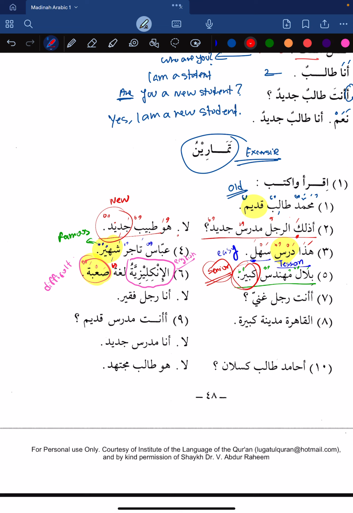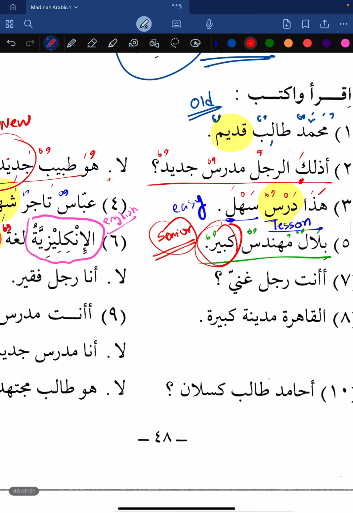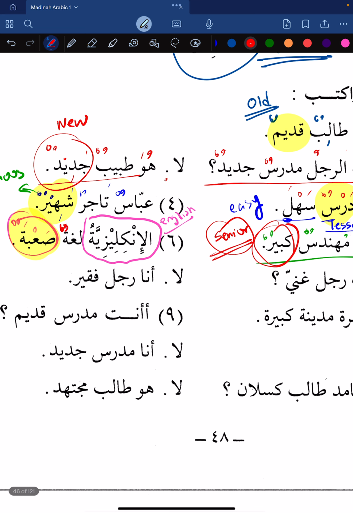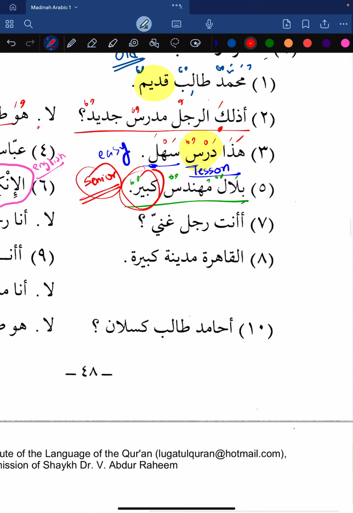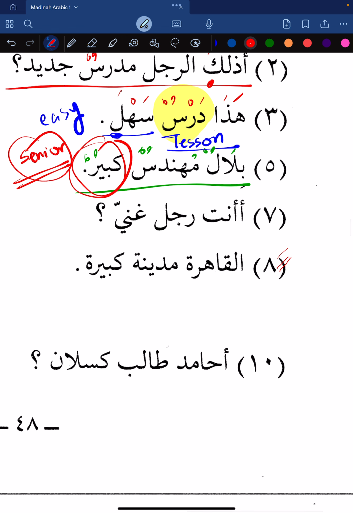Okay. أنت الرجل غني. Are you a rich man? لا. أنا رجل فقير. No. I am a poor man. Okay. This will be done. Okay.